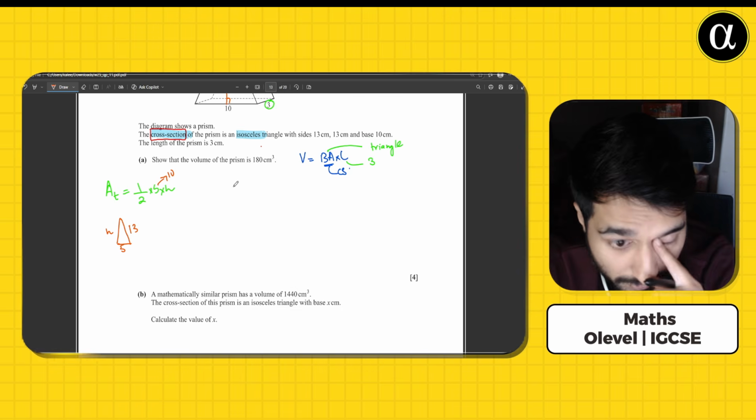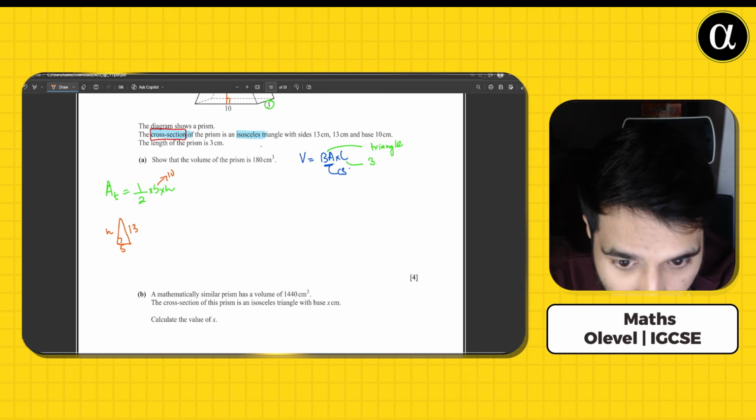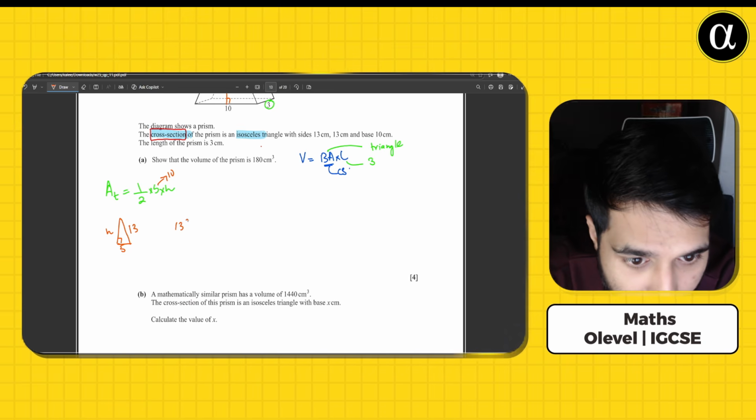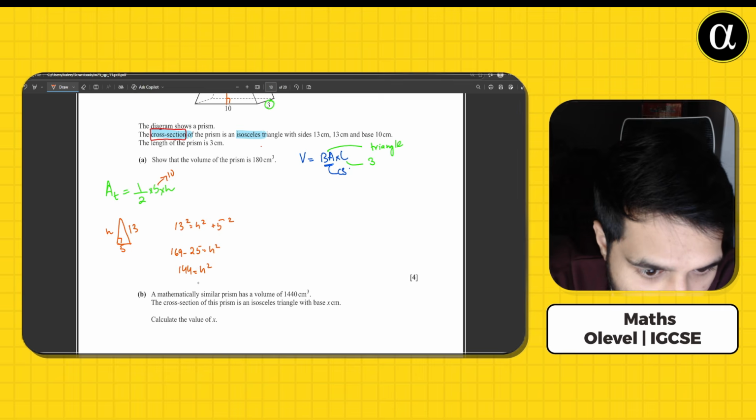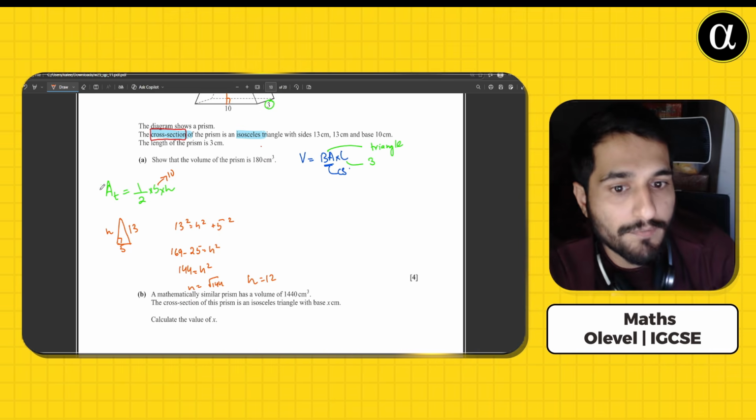So we will probably be using Pythagoras theorem, since this is going to be a right angle triangle. So it's going to be 13 squared is equal to h squared plus 5 squared. That would result in 169 minus 25 is equal to h squared, and 144 is equal to h squared. And h is going to be what? Root of 144, and the value for h is going to be 12. So now we have the height as well.